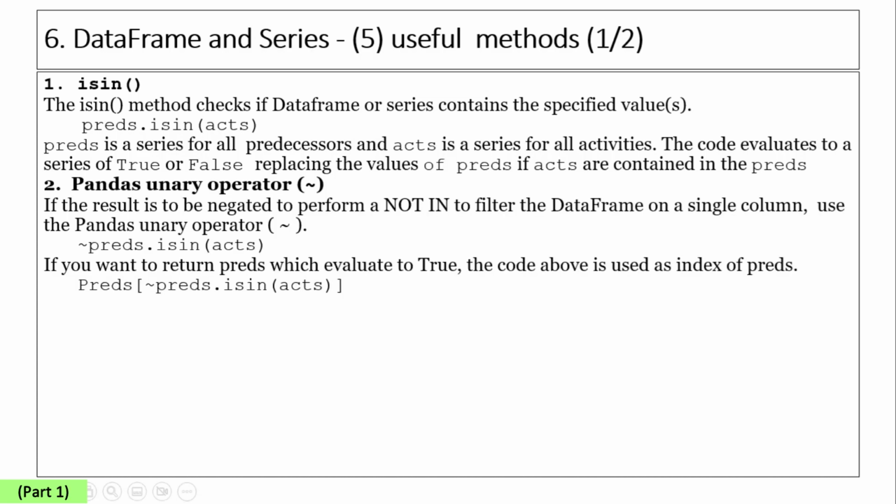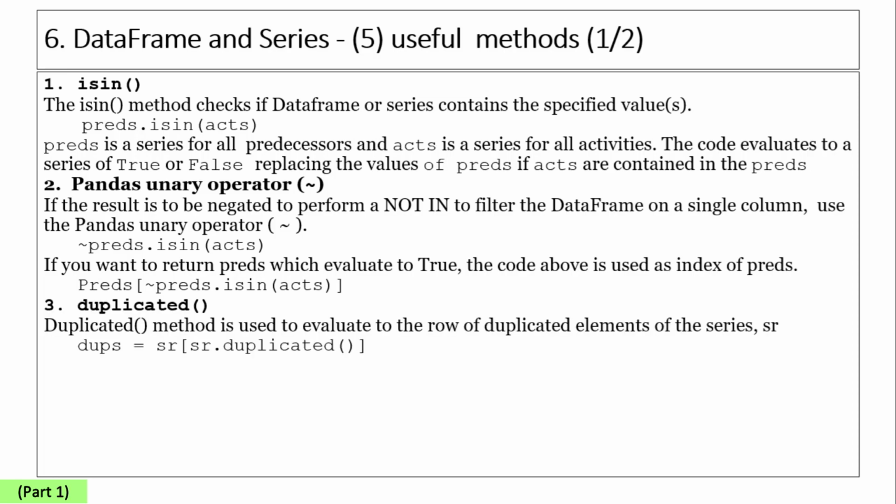If the result is to be negated to perform a not in, to filter the data frame on a single column, use the pandas unary operator. The code evaluates to a series of true or false, replacing the values of preds if acts are not contained in the preds. If you want to return a new series of true predecessors, the code is used as the index of preds. Predecessors need to refer to activities only. The code will find any predecessor not from activities.